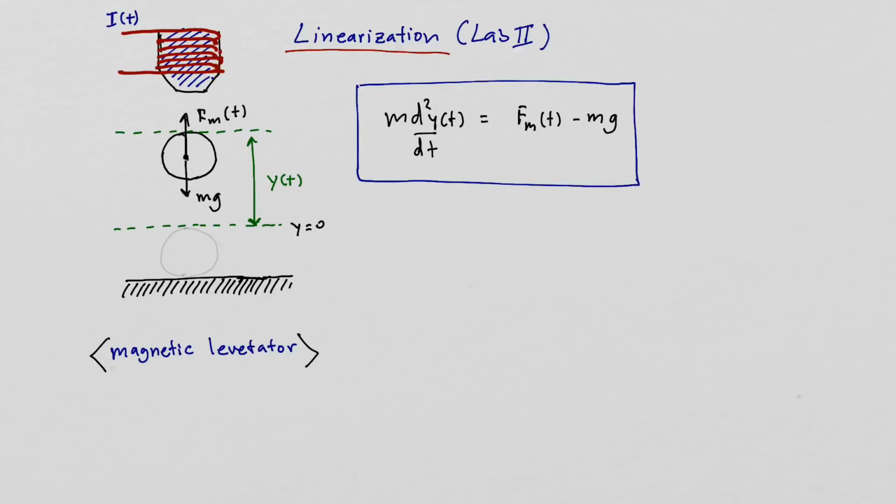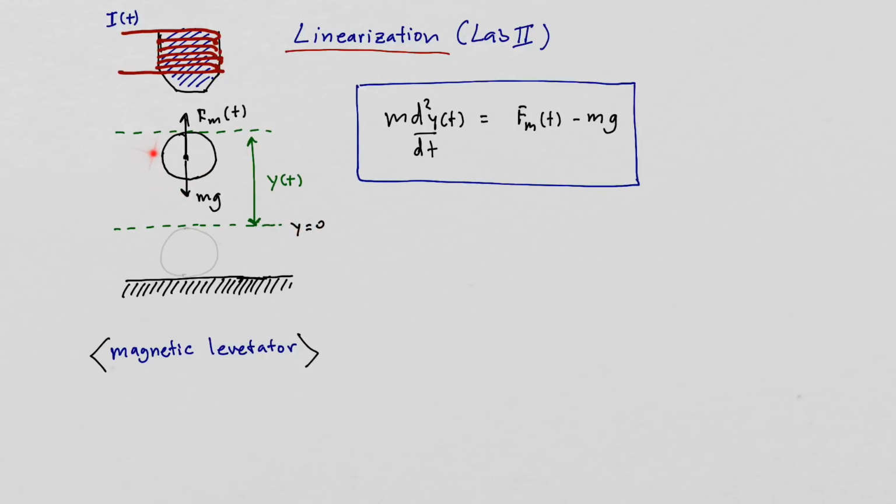Let's consider the magnetic levitator system. Here, the objective is to control the top of the ball in this line with respect to the reference line y equal to 0, denoted here in this green dash. This line is obtained when we just place the ball on the base of the setup. In that situation, we count the top of the ball as y equals 0.